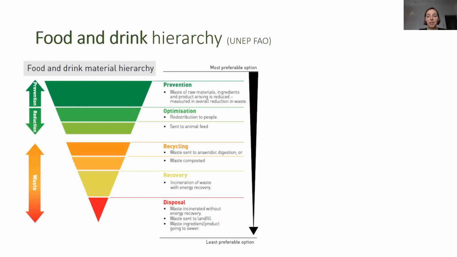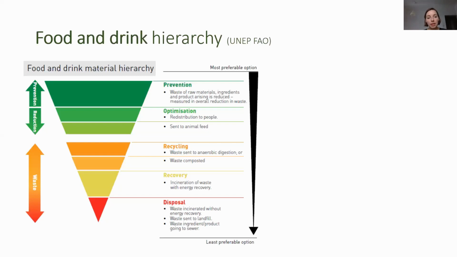Exactly, and that's a very interesting point, because if you have a look at the optimization here, there are 2 levels. So the first one is redistribution to people, and then sent to animal feed. And this is because this hierarchy refers to food and drink. So we have a specification already onto a specific type of waste. Before it was very general, and here we're going specifically into food and drink. And here it gives more options.